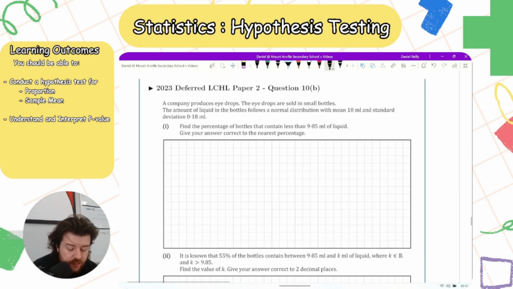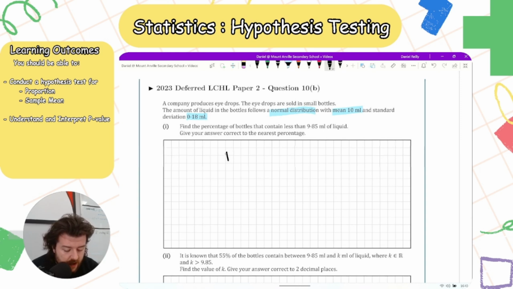This is one from the 2023 deferred paper now. A company produces eye drops. The eye drops are sold in small bottles. The amount of liquid in each bottle follows a normal distribution with a mean of 10 milliliters and a standard deviation of 0.18 milliliters. Find the percentage of bottles that contain less than 9.857 milliliters of liquid. Give your answer to the nearest percentage.